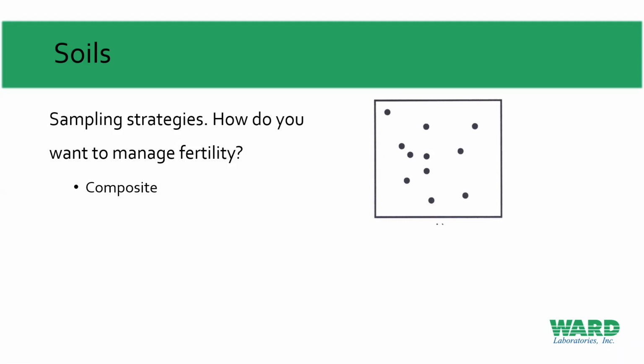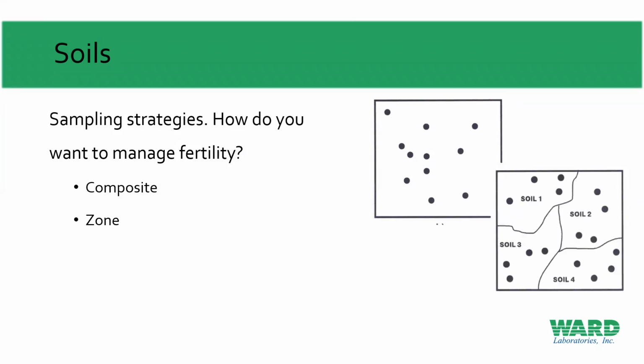Say we want to go ahead and get a little bit more serious. We can do some zone sampling. We know we have some different areas of productivity. We want to go ahead and maybe maximize some areas. Maybe there's a slope that we know we can reduce, so we want to reduce our fertilizer there a little bit.